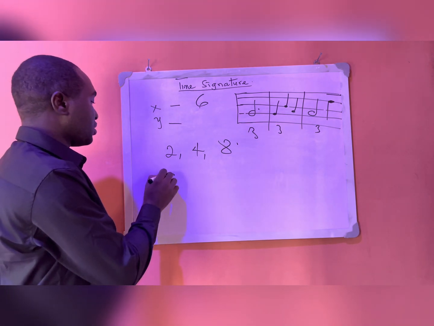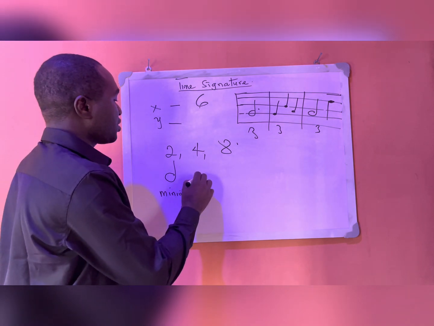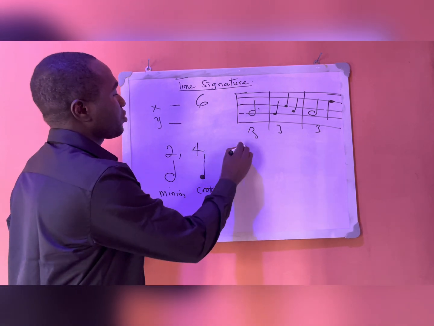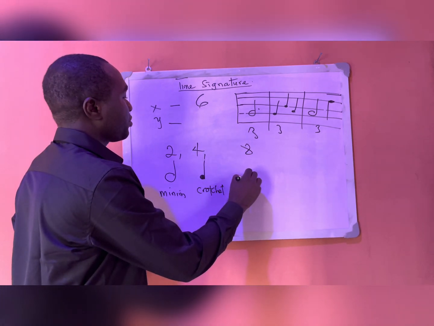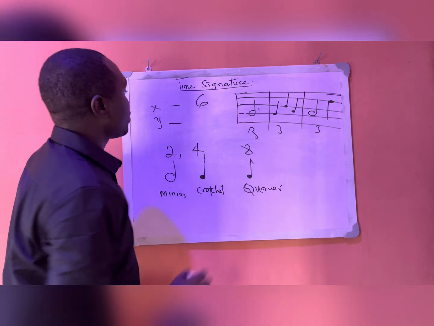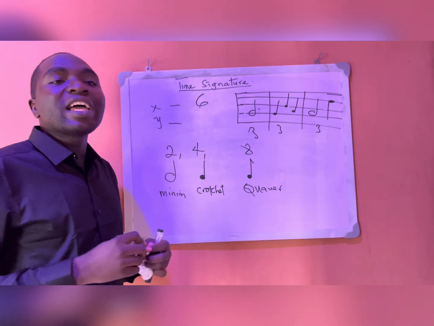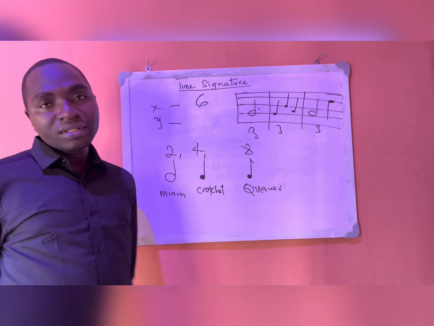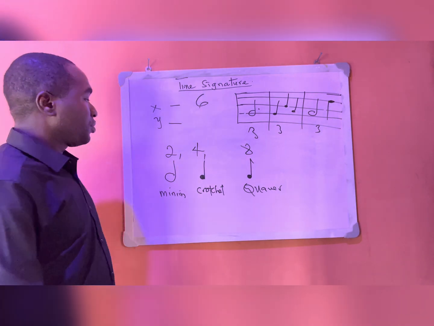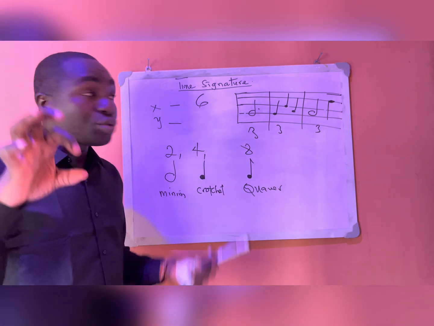And when it is 4, it is a crotchet. When it is 8, it is a quaver. Good. So the number below tells us two things. Number one, what type of note is used in writing the music? The person who composed the song might choose any of the notes to write his own music. So it tells us what type of note is chosen by the composer or the writer of the song to write this piece of music.